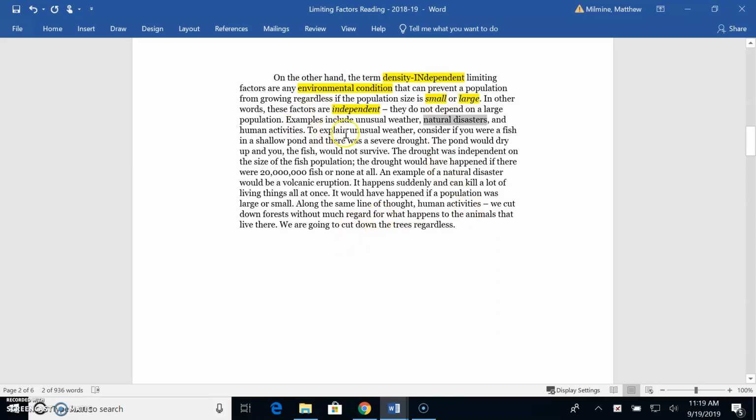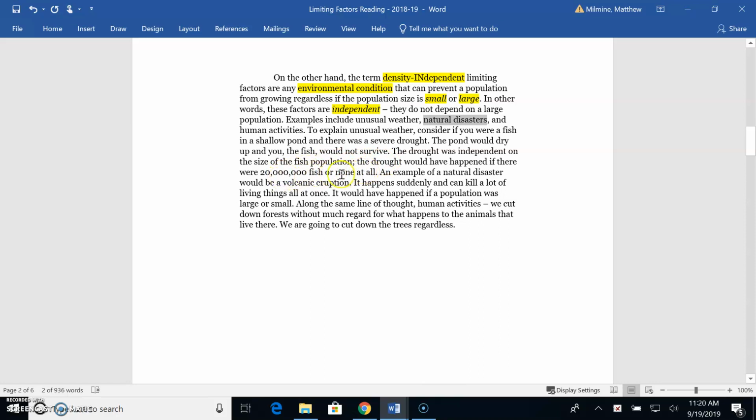To explain unusual weather, consider if you were a fish in a shallow pond and there was a severe drought, meaning there's not a lot of rain coming down. The pond, it would dry you up, the fish, and you would not survive. The drought was independent of the size of the fish population. That drought, or lack of rain, would have happened if there were 20 million fish or none at all.